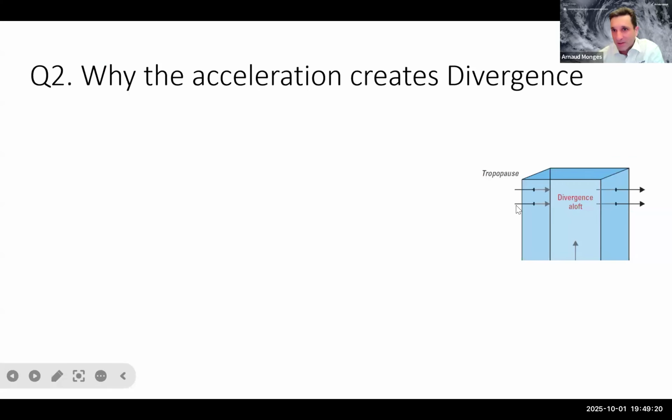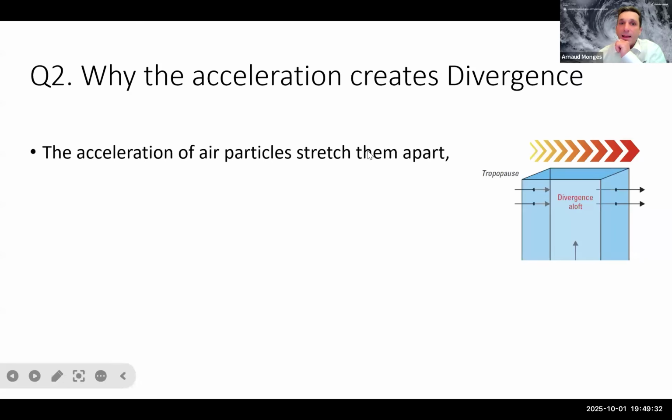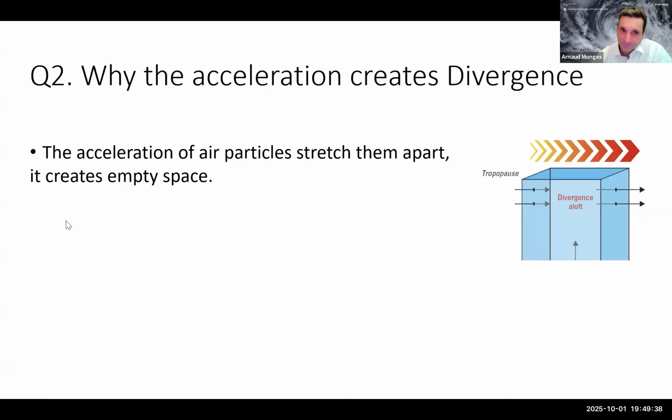So in this plot here, maybe you cannot see it, but this is a slow wind speed, and there is my acceleration. So I have added this to really show that there is acceleration here. And the acceleration of air particles is going to stretch them apart. And it's going to create an empty space.